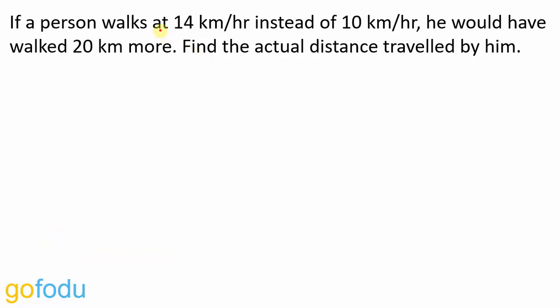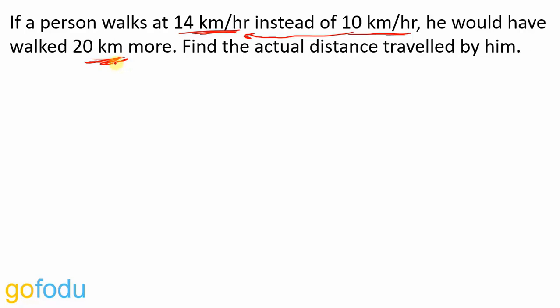If a person walks at 14 km per hour instead of 10 km per hour, so the speed has increased. From 10 km per hour, it has become 14 km per hour. He would have walked 20 km more. So due to the increase in speed, he is able to walk 20 km more. The emphasis here is on the increase of speed, which enables the person to walk 20 km more in the same time.